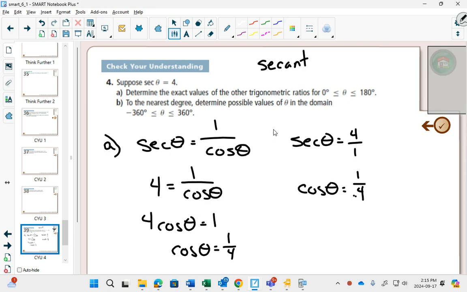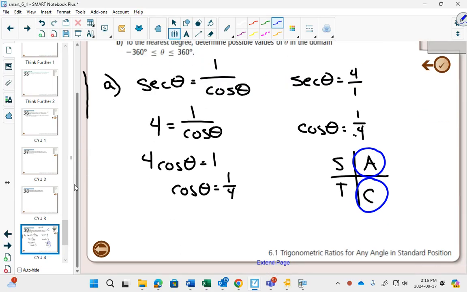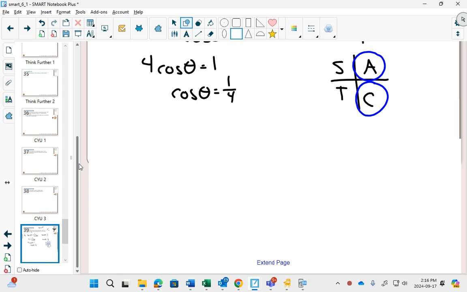Determine the exact values of the other ones. If you know that cos of theta is 1/4, according to the CAST rule, it could either be in quadrant 1 because cos is positive, and they're all positive in quadrant 1, or in quadrant 4. But in part A, it says we would like you to only look between 0 and 180 degrees. And if you're only looking from 0 to 180, it has to be in quadrant 1. So I'm going to draw an angle in quadrant 1.